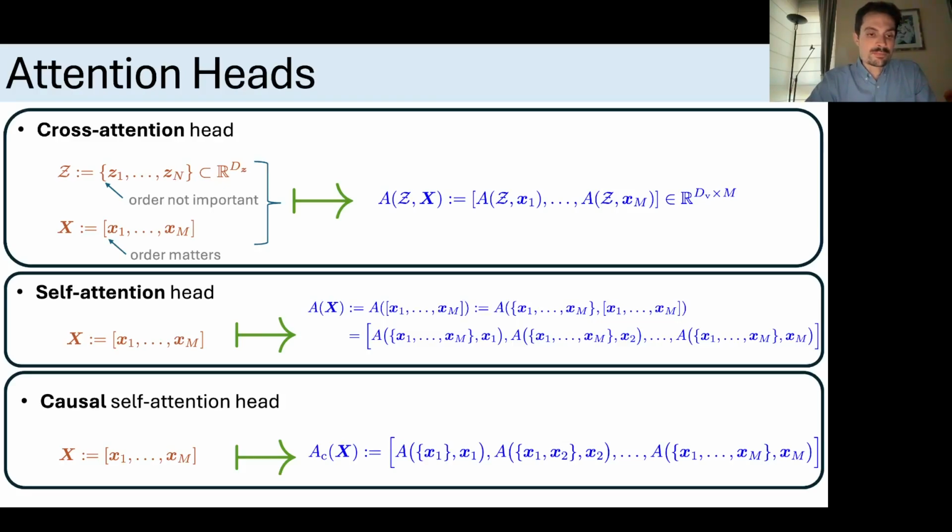And then we have the so-called causal self-attention head, which is like a self-attention head, but the mth column of the output depends only on the first m columns of the input, right? So in other words, the 7th column of the output does not depend on the 8th, 9th, 10th, and so on columns of the input. Okay.